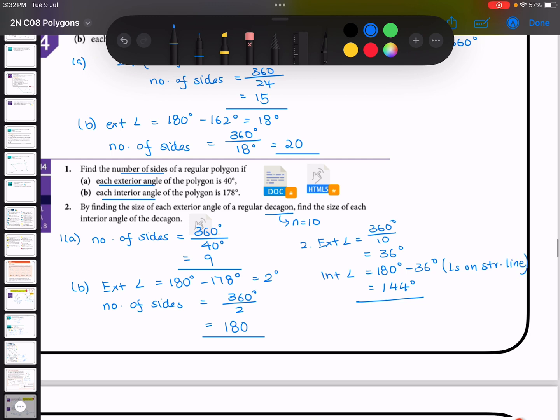What does it look like? It looks something like this. Okay, so this one is the interior. When you extend the sides, right, then you will have the exterior angle. Okay, exterior angles are usually pretty small.